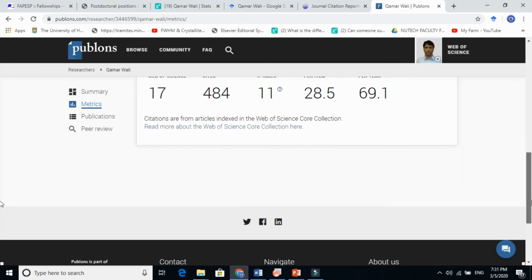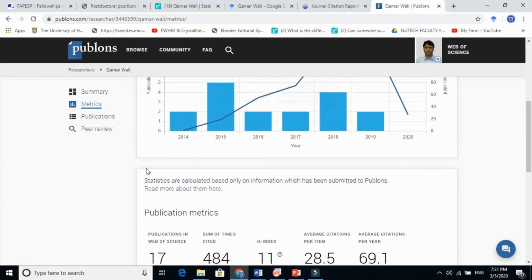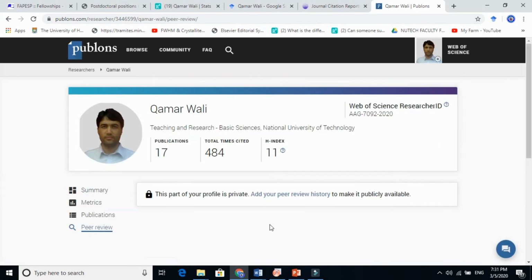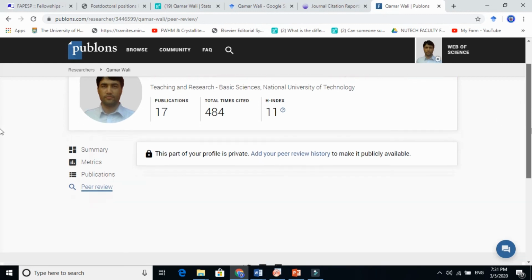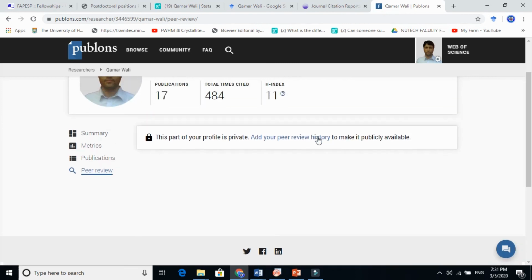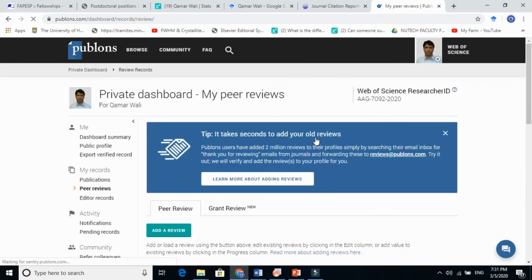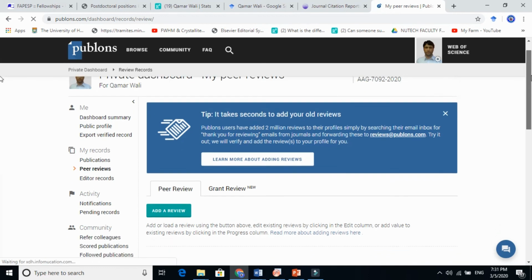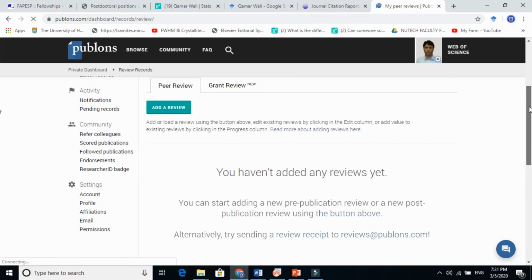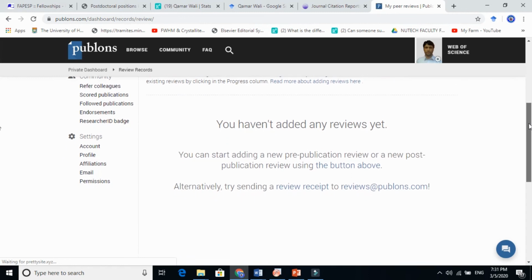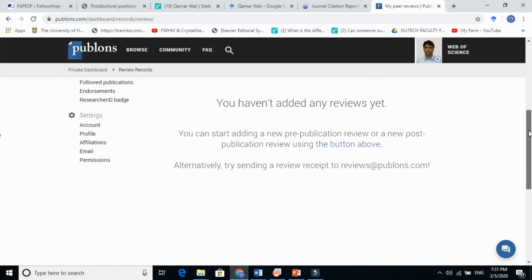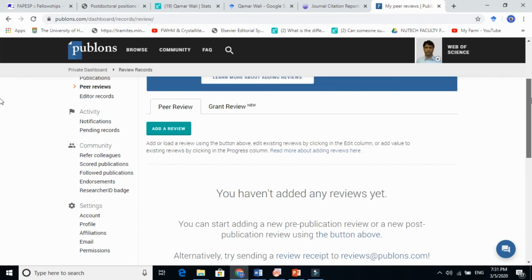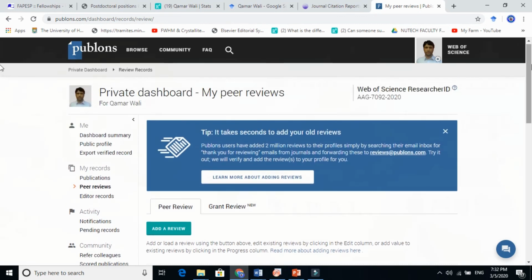And you can also add here peer review. Peer review means that if you have any editorial job, for example, if you review something or if you are editor of something. I don't have any so far, but I just want to show you how to do this. You just need to add here. You see here. So if you add this, your profile will be more powerful and more attractive, and people will see how you can help people and how you are a beneficial part of the society.